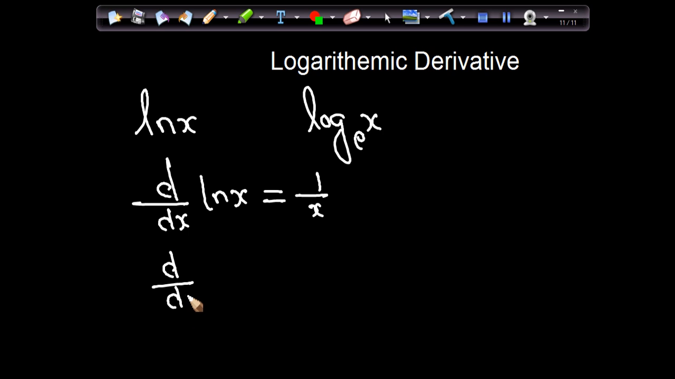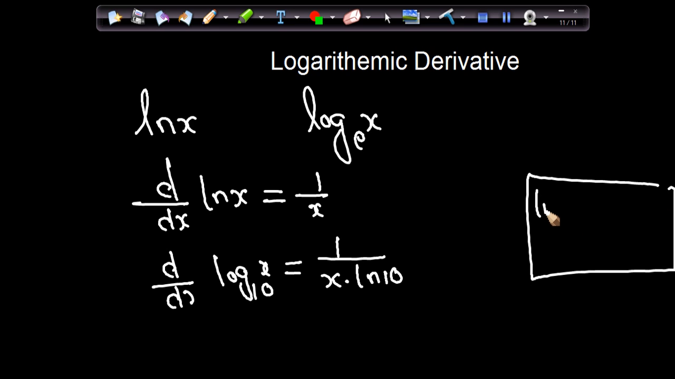Suppose you have a function log x base 10. If you would like to find the derivative of this function, it would be 1 by x into ln of 10, because log of x base 10 can be written as ln of x on ln of 10. Since the derivative of ln of x is 1 by x, the derivative is 1 by x ln of 10. Good.